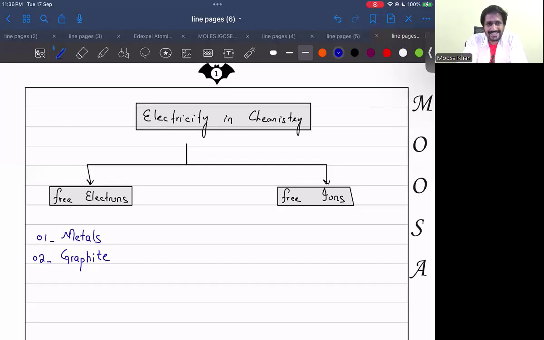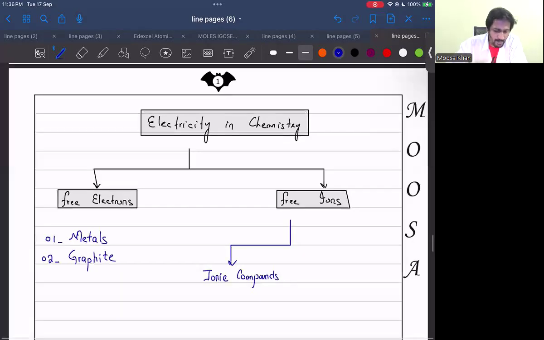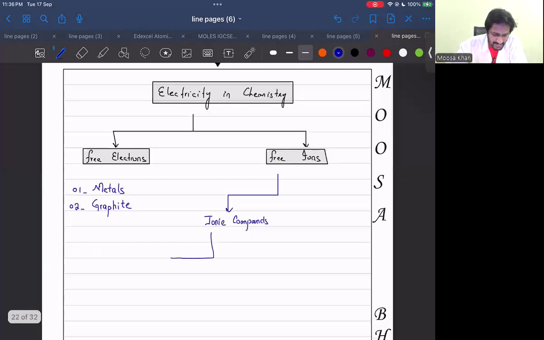And which substances can conduct electricity due to the presence of free ions? Which substances have ions in them? Ionic compounds. But do ionic compounds conduct electricity in all of their states? Ionic compounds have ions, but in solid state are the ions free to move? Does an ionic compound conduct electricity in solid state?